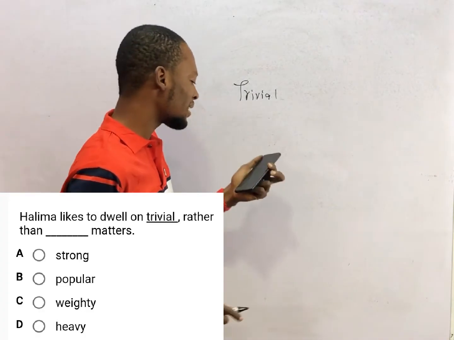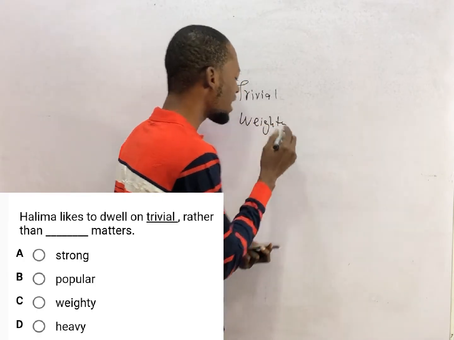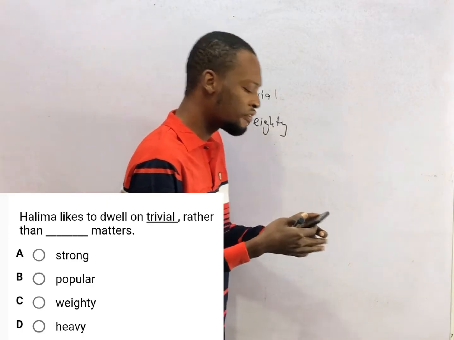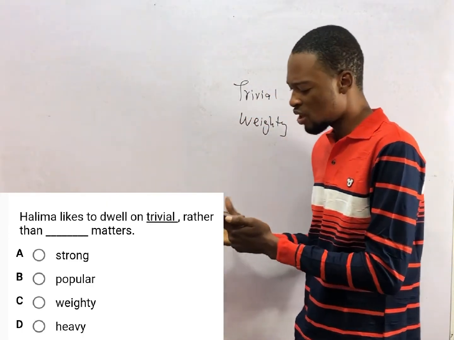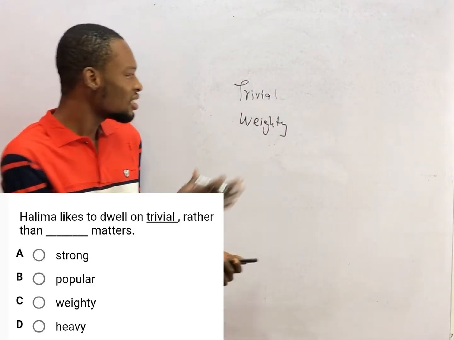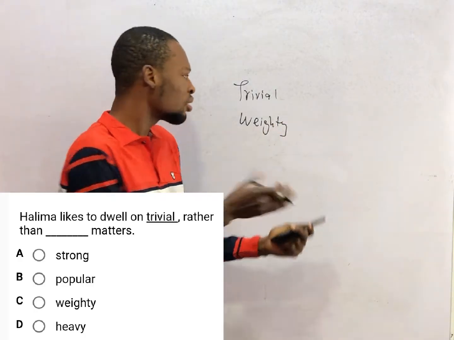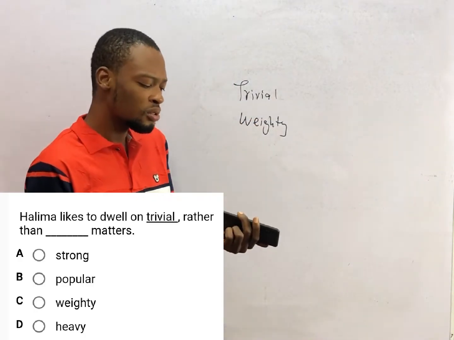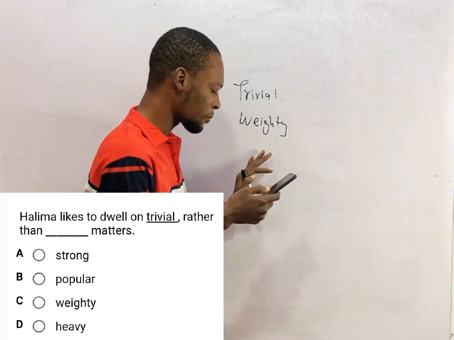Weighty matters is the opposite of trivia matters. Not heavy matters, not popular matters and not strong matters. Weighty is the most appropriate. Weighty matters meaning things that matter. Matters that are very, very important, not unimportant issues, not jokes. Making option C the most appropriate option.